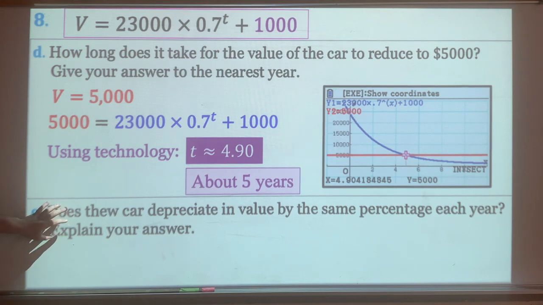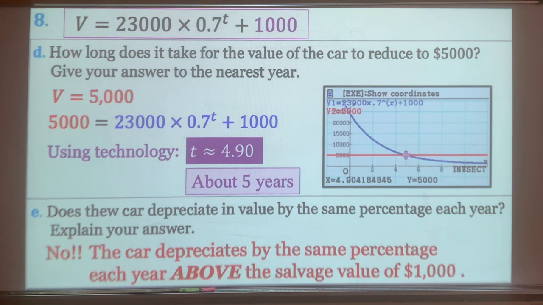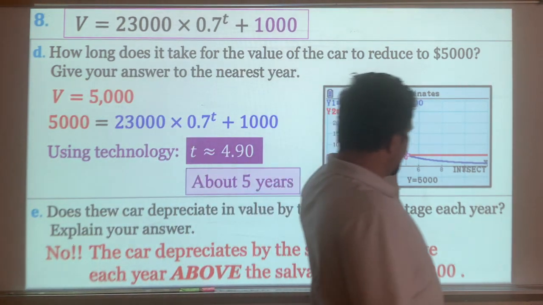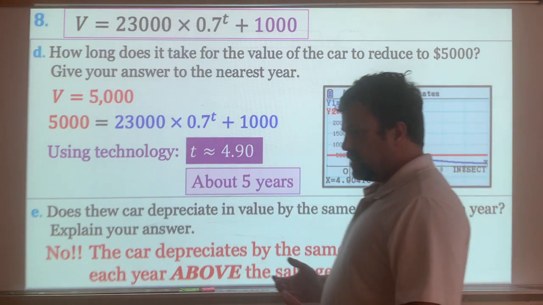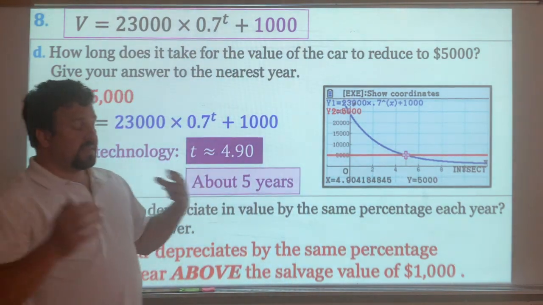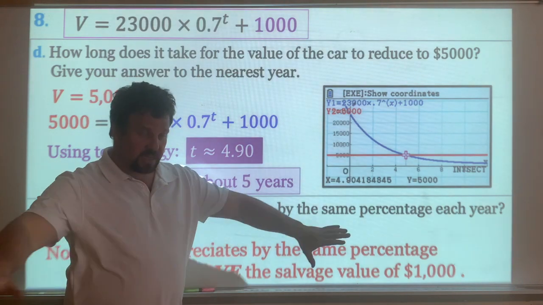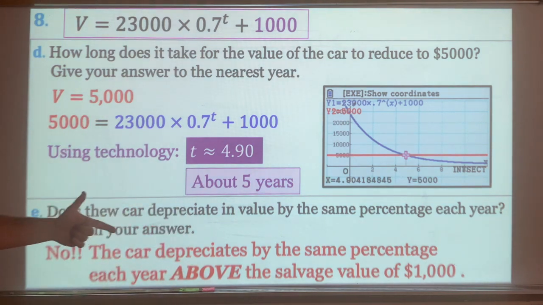Does the car depreciate in value by the same percentage every year? No, because what happens is the car depreciates by the same percentage each year above the salvage value of $1,000. Once the car gets to about $1,000, it doesn't depreciate anymore. It just equals $1,000. Every year before that, it goes down 70%. Once it hits $1,000, though, it just doesn't depreciate by anything. It stays $1,000 for the rest of the time. So year one, 70%, year two, 70%, three, 70%, keeps on going until it hits this $1,000. All right?